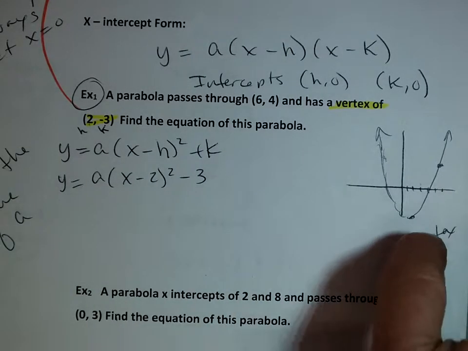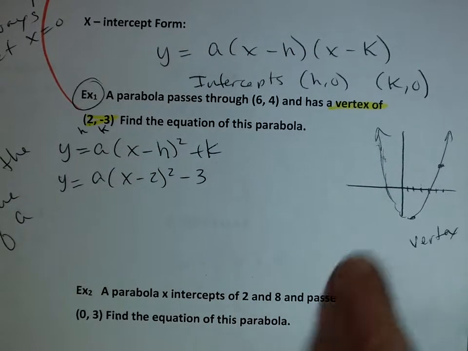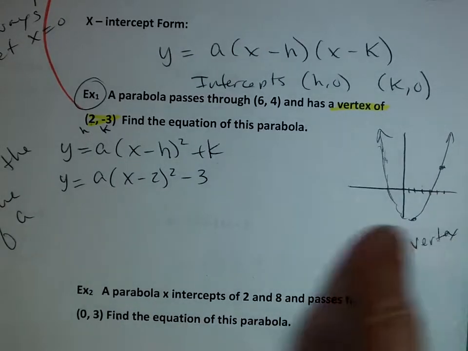It makes sense to me because if all I have is just the vertex, then this parabola could do a lot of things, right? This parabola could go this way. It could be super skinny, it could be super wide. It could be upside down.